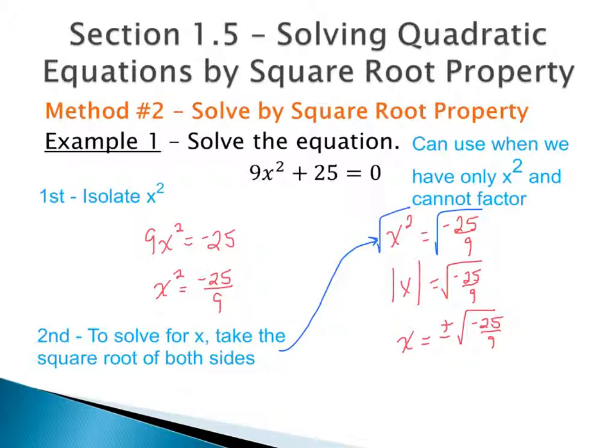Our last step then would just be to simplify. So if I have then x equals that plus or minus the square root of negative 25, a negative under the radical means we're going to have an i. Square root of 25 would just be 5, and the square root of 9 would be 3. So we would have an answer of x equals plus or minus 5/3 i, or if we want to write this as a solution set, we would say that we have 5/3 i and then negative 5/3 i.